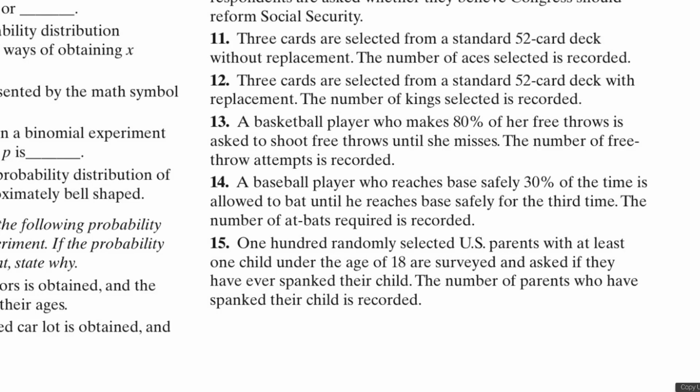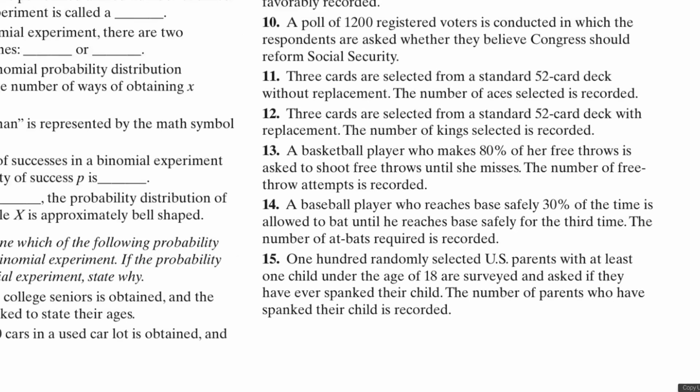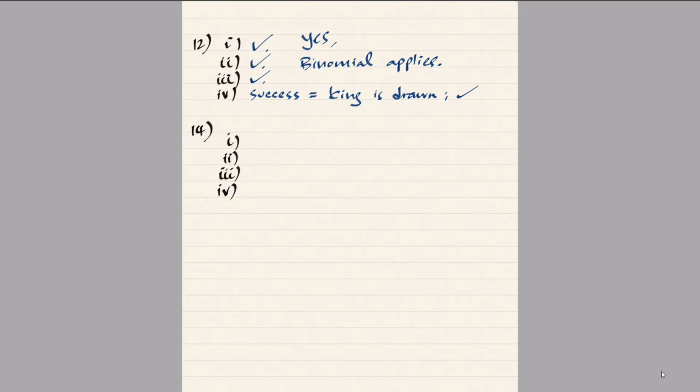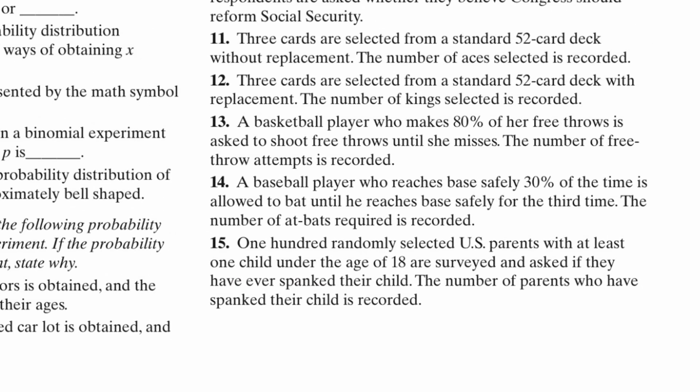Okay, so again, we're wanting to make sure that we have a fixed number of independent trials with binary outcomes and a fixed probability of success. And so let's make our checklist. So first up, do we have a fixed number of trials? Let's look at the problem again. The problem says a baseball player who reaches base safely 30% of the time is allowed to bat until he reaches base safely for the 3rd time.